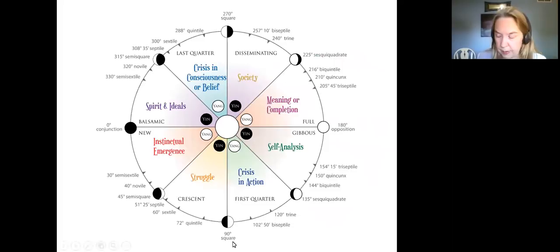So again, we're quick here. We're back. Okay. And looking at this next phase, the next phase is crescent. And this is from 45 degrees to 90 degrees. Now, this is where we bring in the semi-square and, of course, the sesquisquadrates. And you don't see these aspects in your little astrological calendars.